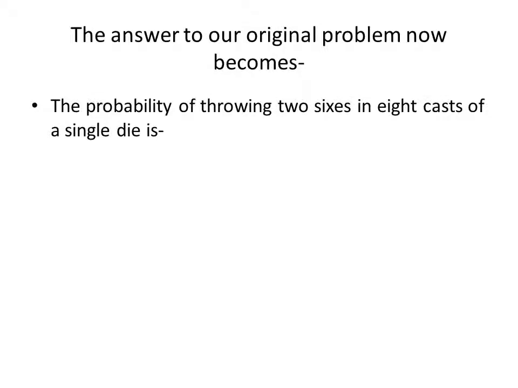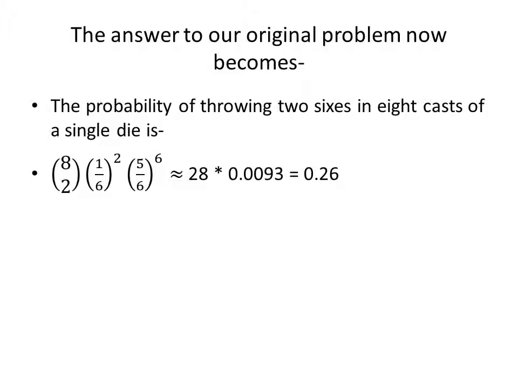But first, the answer to our original problem now becomes: the probability of throwing 2 sixes in 8 casts of a single die is given by the number of combinations of 8 objects taken 2 at a time, times 1/6 squared, times 5/6 to the 6th power, which is approximately equal to this value here, 28 times 0.0093, which equals 0.26.